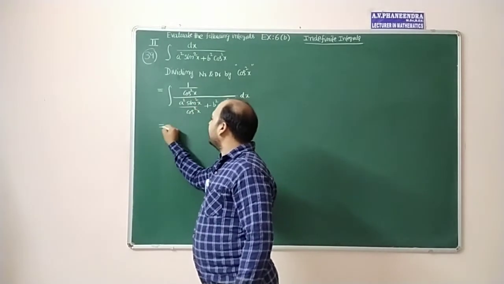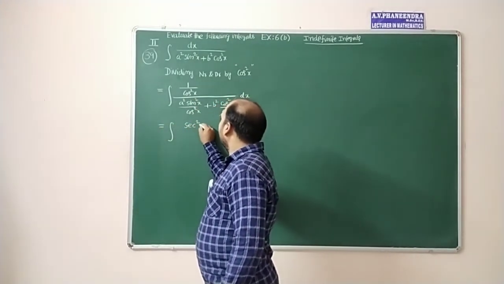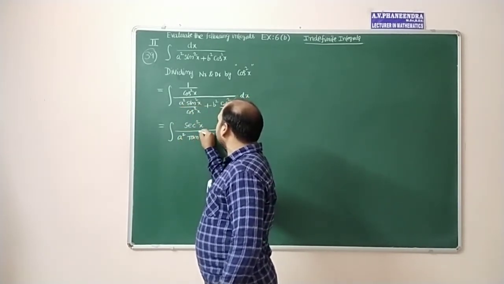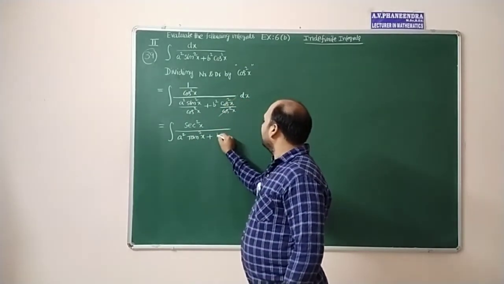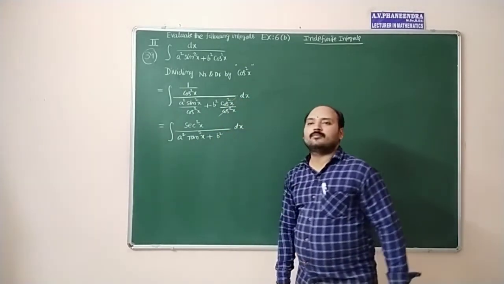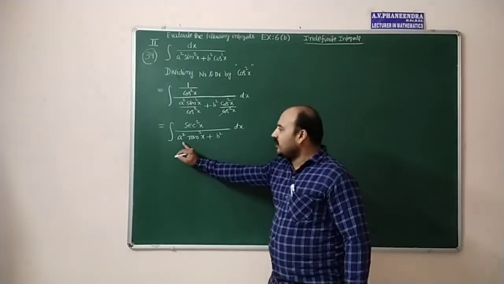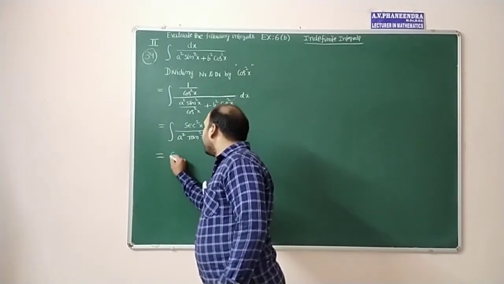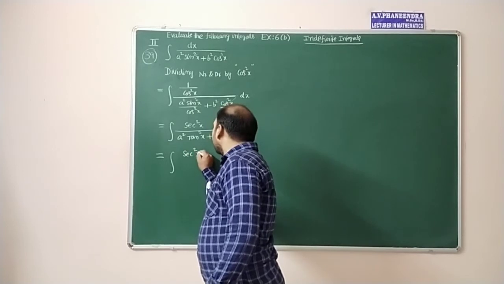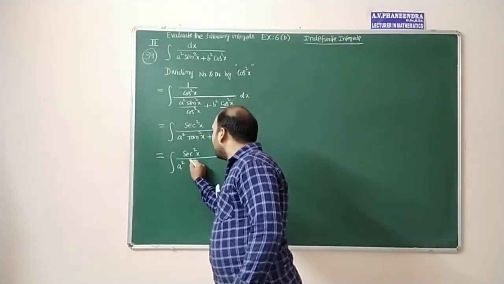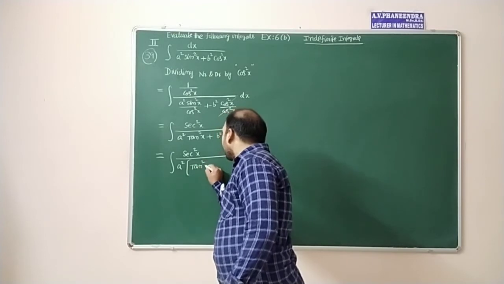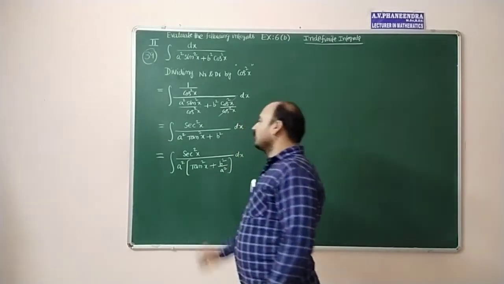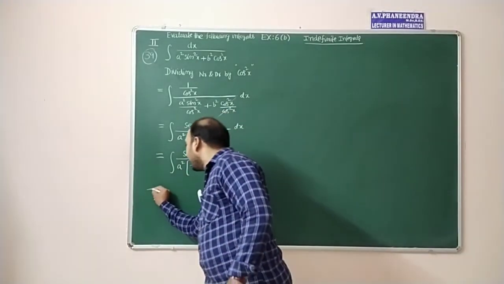1 by cos square x is secant square x, divided by a square sin square x by cos square x, which is tan square x, plus b square, into dx. After that, make the coefficient of tan square x 1 by taking it common, which is equal to integral secant square x divided by, here a square I am taking common, tan square x plus b square by a square, into dx. So here the a square constant you can take outside.